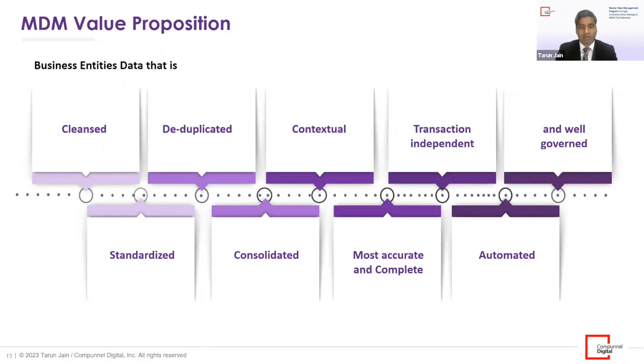It is also expected and is attempted to be the most accurate and complete information about those business entities in your organization. It's also transaction independent. It's automated. So as you accumulate changes, as the data change, the people move, they change their name, last name, they change their jobs, etc. It all stays up to date, it stays accurate, and in an automated fashion, the deduplication continues.